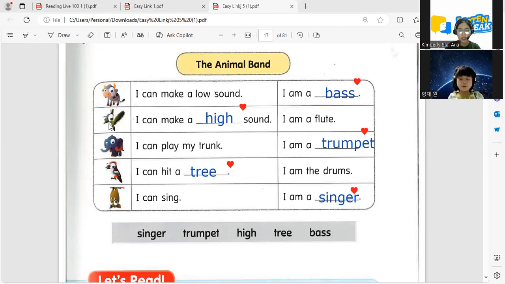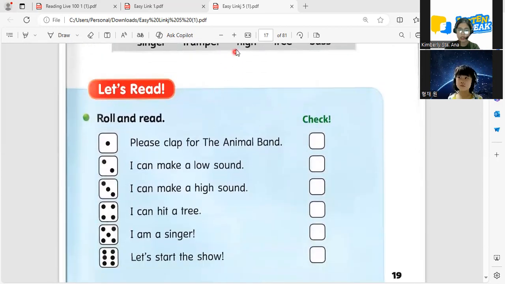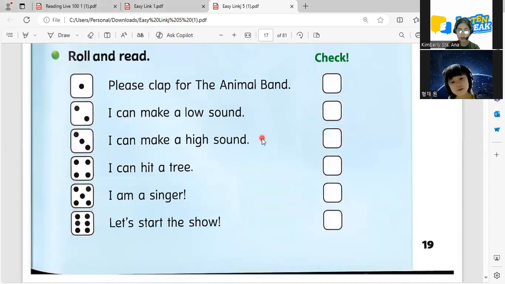Thank you for that. Now let's look. What do we have here, okay? So we have some sentences and we need to read this. Can you read the first one for me, please? I can make a low sound. I can make a high sound. I can hit a tree. I am a singer. Let's start the show. That's amazing.